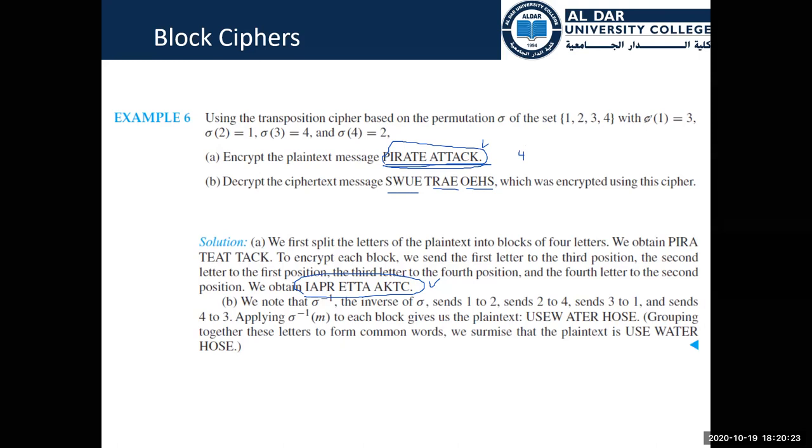For example, this function is sigma 1 equals 3, sigma 2 equals 1, sigma 3 equals 4, sigma 4 equals 2. This means I move the letter at location 1 to location 3. Where is it? Okay, this is not the cipher here. So P is moved to location 3, which is here. I think it's better to open the camera because I will waste too much time to point.